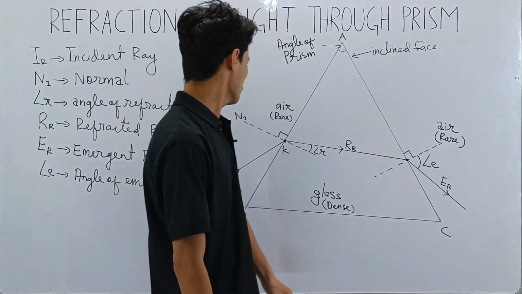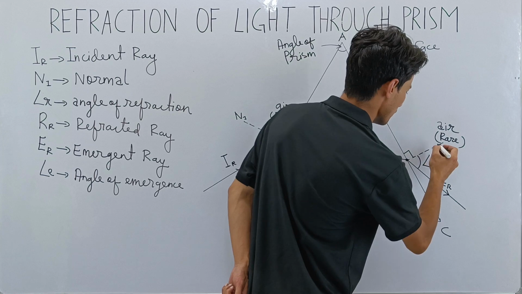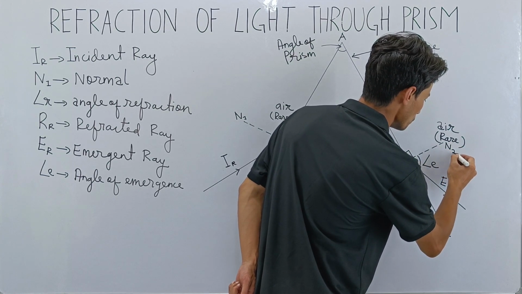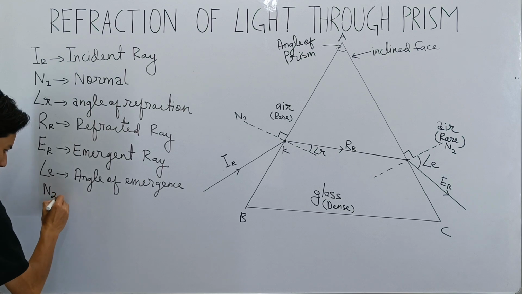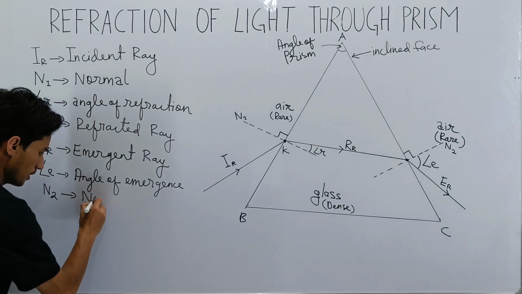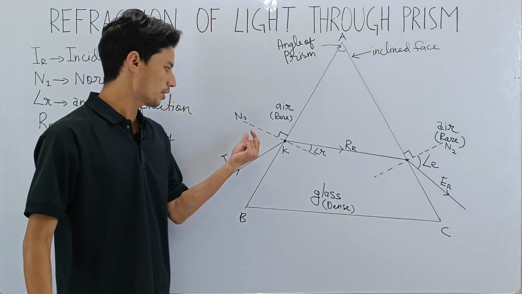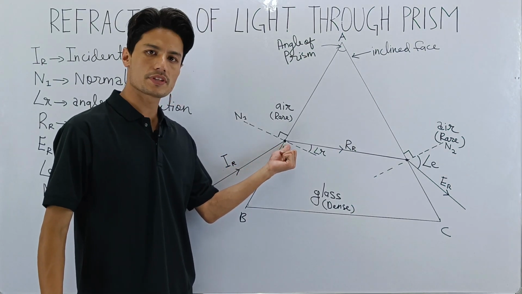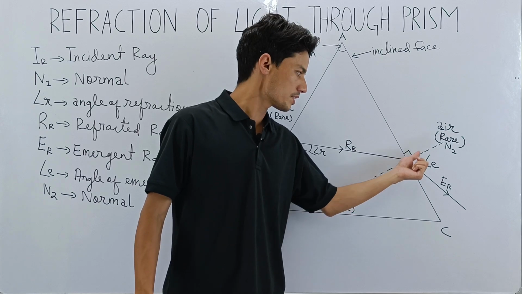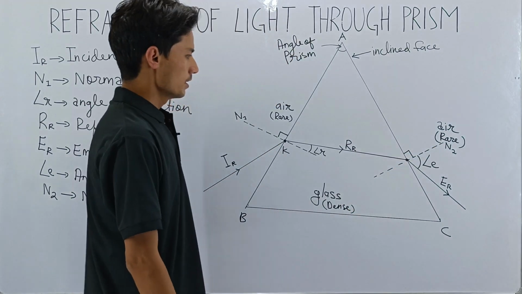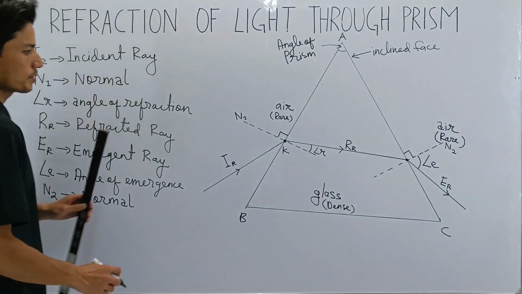All right. Oh, I forgot. So this is another normal. So this normal, we have to give a name to it. Let's give a name N2. So N2 is also another normal. Okay, so we have one normal here because we have one point of incidence here. We have another normal here because we have another point of incidence here. Okay, so we are almost done, but still some small things are left.